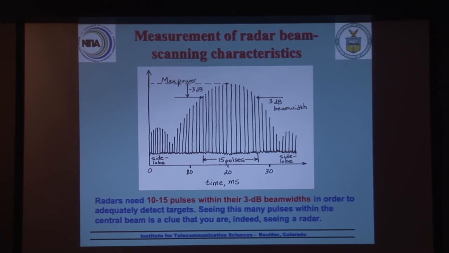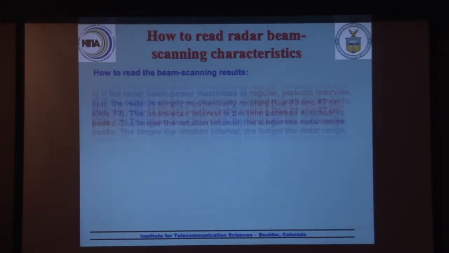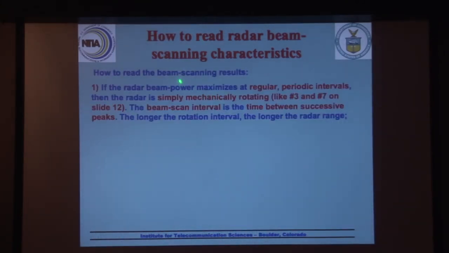And you'll see this occur every time the radar comes around and looks at you. That's why you set it to single shot mode. You just want one scan with the spectrum analyzer, one sweep with the analyzer that shows one set of those pulses one time as the radar scans past your location. So, if the radar beam is maximizing at regular periodic intervals, 2, 4, 5, 10, 12 seconds, then it's a simple mechanical rotation. That's like number 3 and number 7 on that slide earlier, slide number 12.